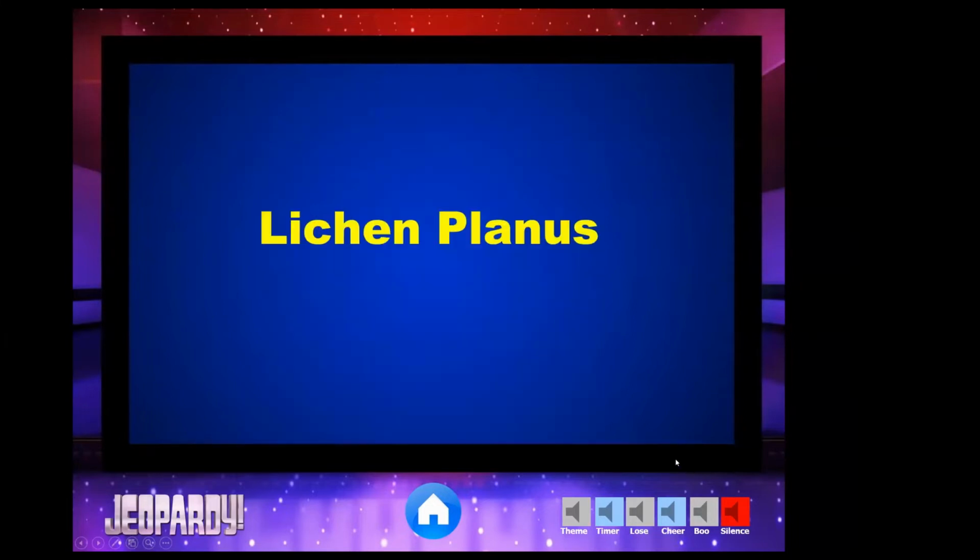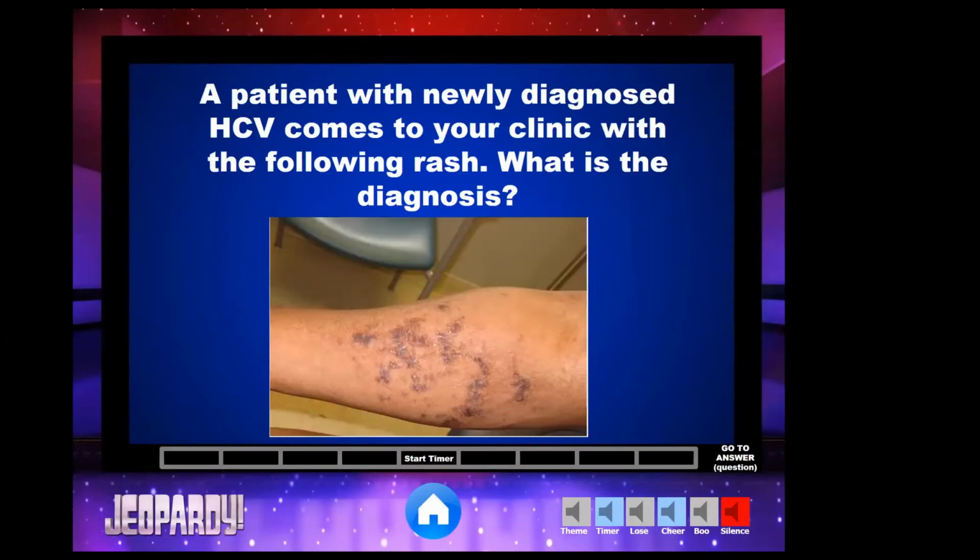So the answer is lichen planus. So patient with newly diagnosed HCV, lichen planus is one of the most common etiologies of this rash. You can see it's a purple pruritic planar, polygonal, the 4 P's. In a patient with newly diagnosed HCV, this is a very common cause of rash, and that's typically how a lichen planus rash looks. So 0 points to team 1 for that.